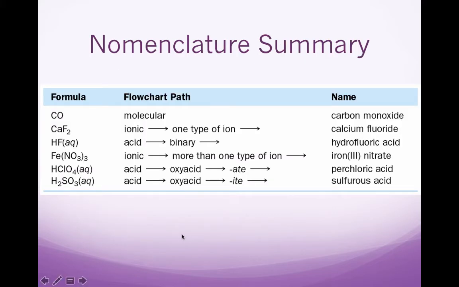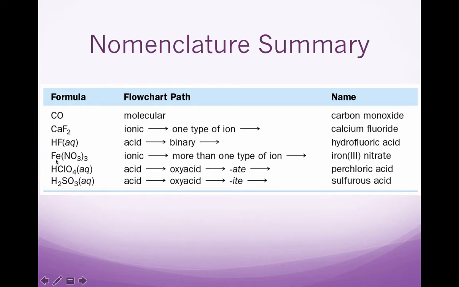Here's just a summary of nomenclature. So if we have C and O, that's a molecular formula. So we say carbon monoxide. We have the name of the first element, the prefix, and then the name of the second element with the "ide" suffix. CaF2, this is ionic. There's only one type of ion, calcium can only form +2, so we just call it calcium fluoride. We don't include the charge.